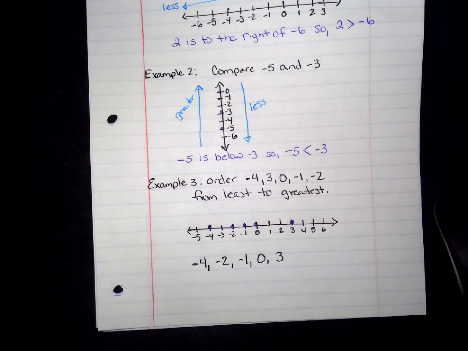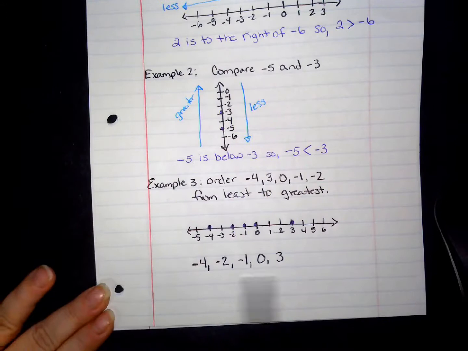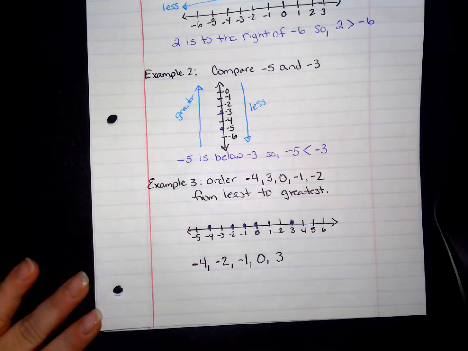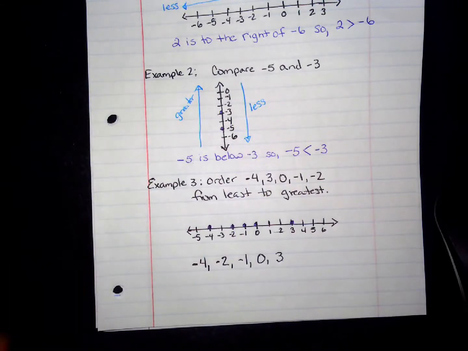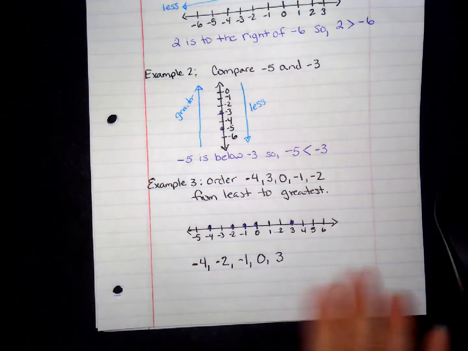One of the easiest mistakes that I see kids make is they leave out a number. They forget one. Okay, so be careful about that. Make sure that you put them all in order. All right, there you go. There's your lesson for how to compare and order integers.